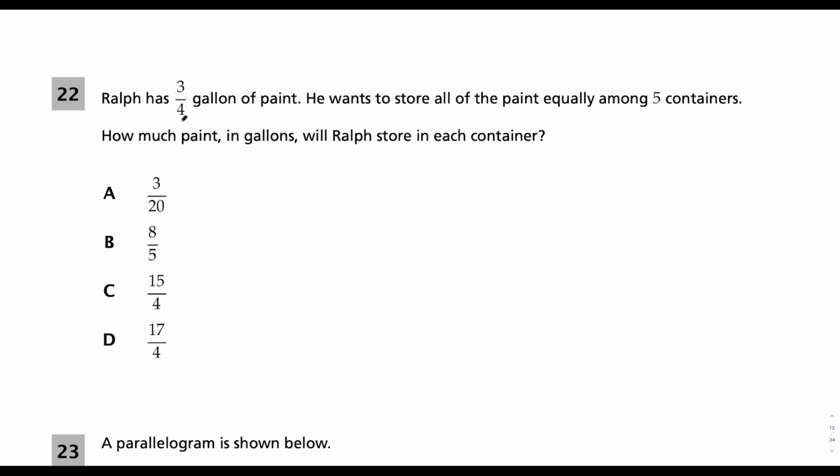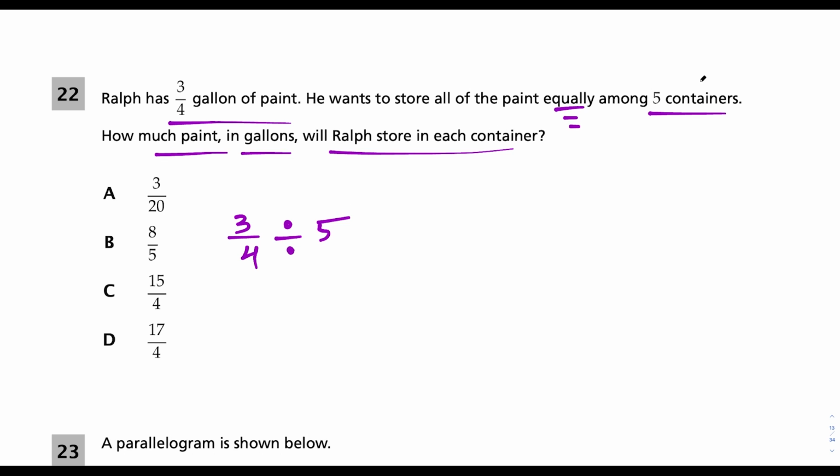So Ralph has 3/4 of a gallon of paint, and he wants to store all of the paint equally among 5 containers. And be mindful, he's storing the paint equally. That's a $1 million phrase right here. How much paint in gallons will Ralph store in each container? Well, since he's storing it equally in 5 containers, he's taking the 3/4 gallon of paint and he's dividing it by 5 into 5 containers.